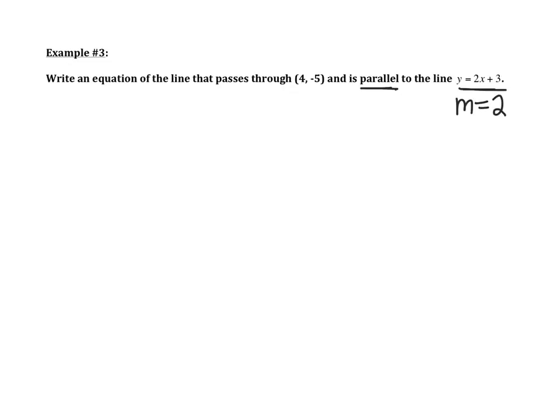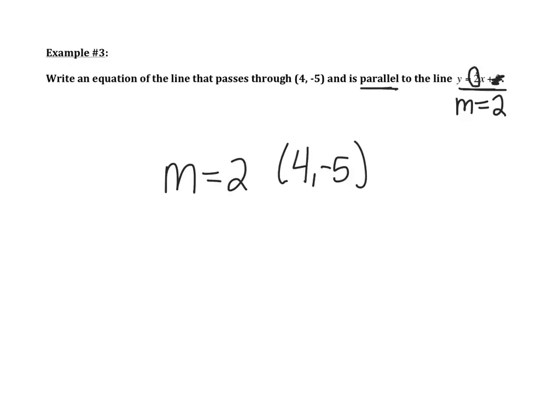Since the slope of this line is 2, the slope of the equation that I'm supposed to write is 2. I am not going to do anything with this plus 3. I am only using this equation for the slope, and then I throw the rest of it away. So now I have a slope of 2 through the point 4, -5.